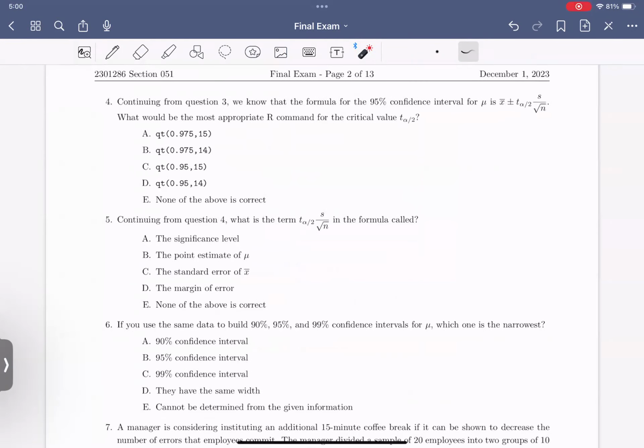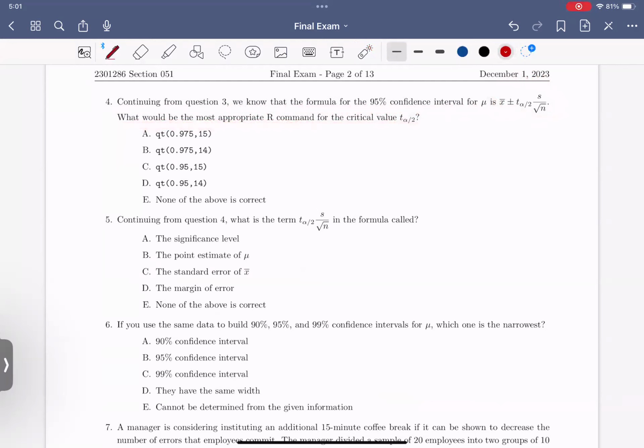Question 4, continue from question 3. We know that the formula of the 95% confidence interval is x bar plus minus t alpha over 2 s over square root n. What would be the most appropriate R command to get the t alpha over 2?